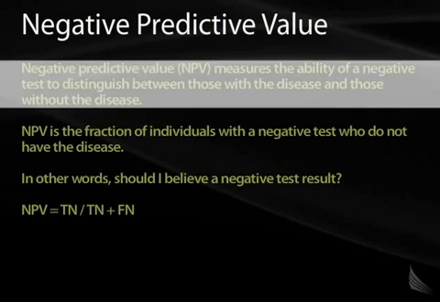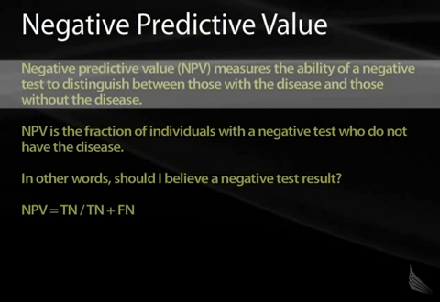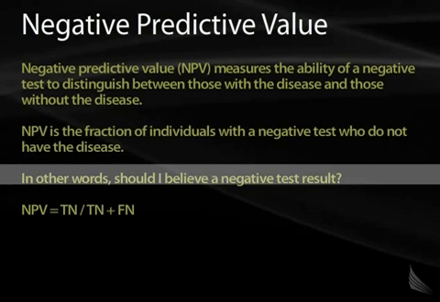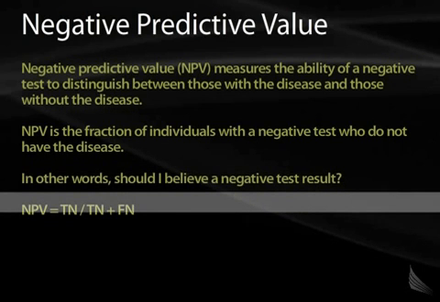Negative predictive value. The negative predictive value, or NPV, measures the ability of a negative test to distinguish between those with the disease and those without. The NPV is the fraction of individuals with a negative test who do not have the disease. In other words, given a negative test result, should I believe it? We compute this as the true negatives divided by all the negatives. So this is an exactly analogous situation as we discussed with the positive predictive value. Faced with a negative test result, how much faith do we put in those data?